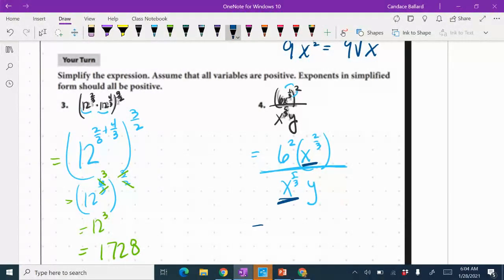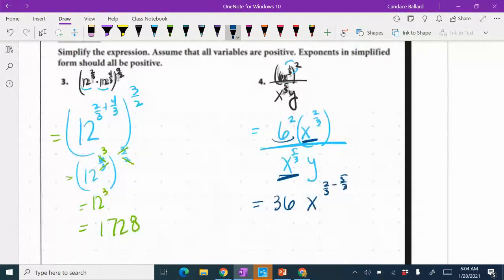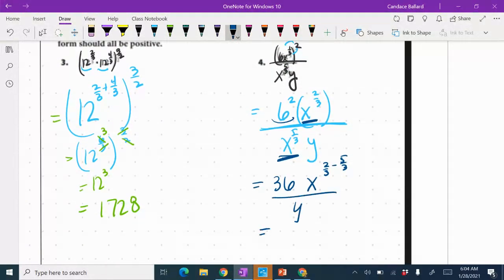So when I have bases that are the same, I'm going to subtract my exponents. I'm also going to write 6 squared is 36. So x to the 2/3 minus 5/3 power all over the y. So I've got 36x to the negative 3/3 power over y. Well, we know negative 3/3, we could just rewrite that as 1.